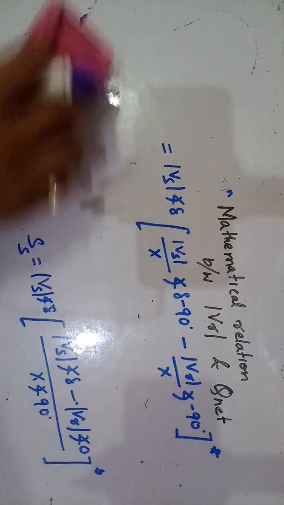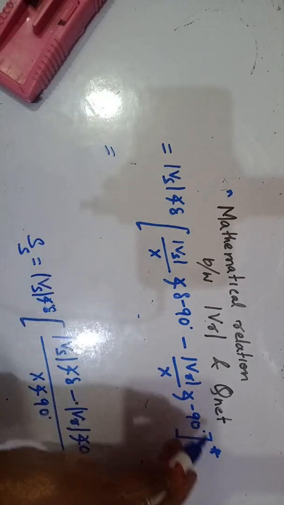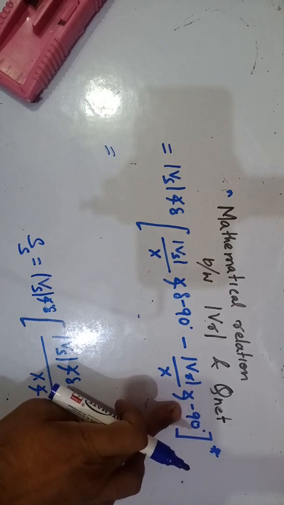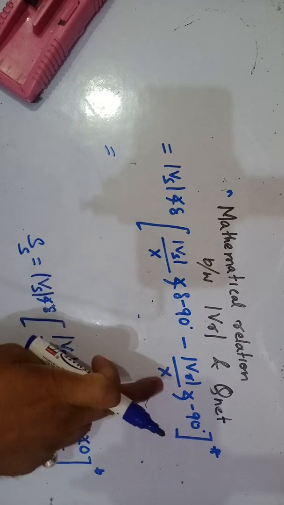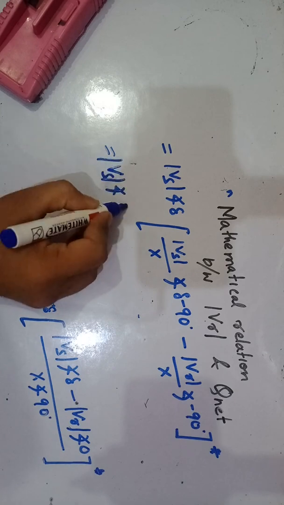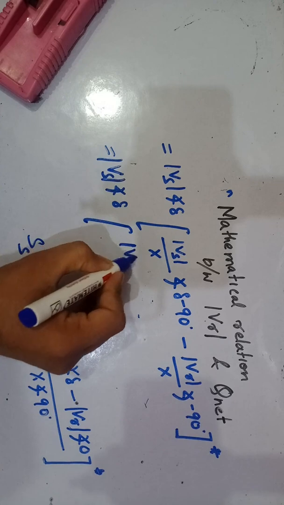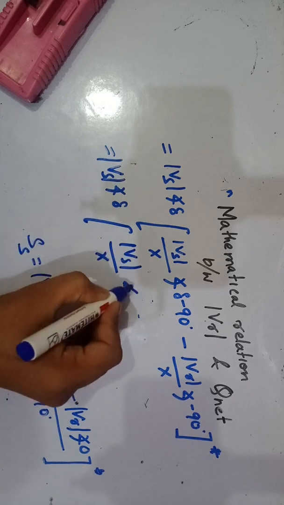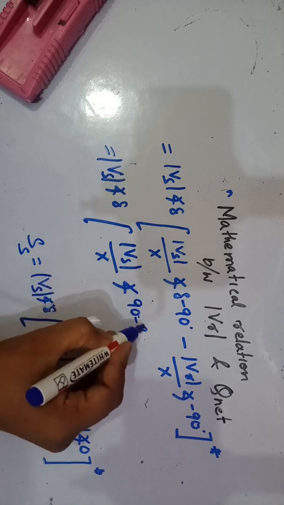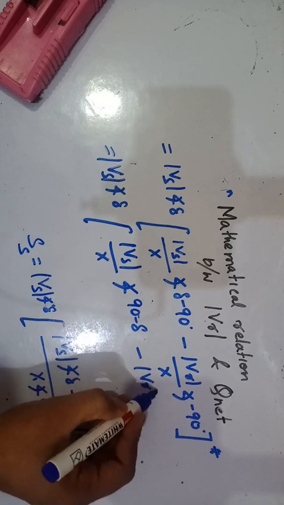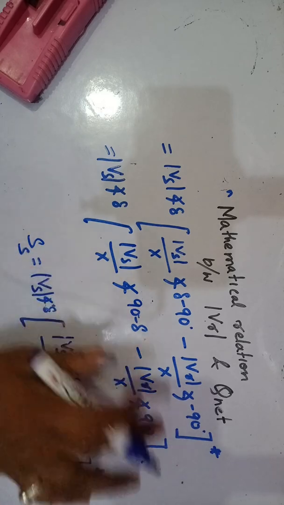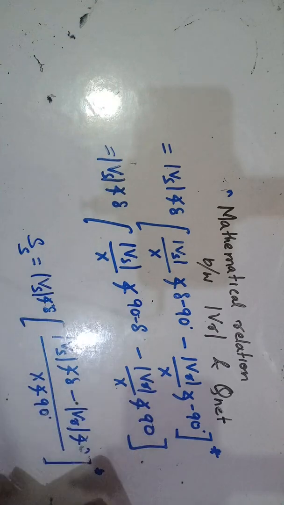Next, I am taking the star inside. As you know, this is a conjugate, so it will change the sign of the angle. It won't affect the magnitude part, it will change the sign of the angle. So I'll write it as 90 minus delta, minus mod of Vr upon X at an angle 90 degree. Now this star goes off. It's not a conjugate part now, it's a simple thing.